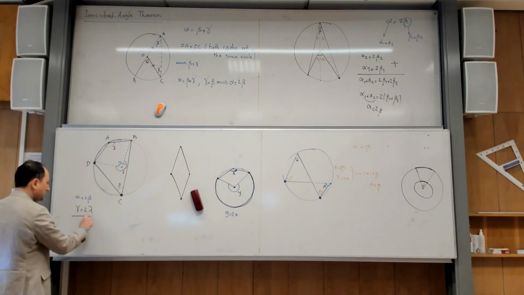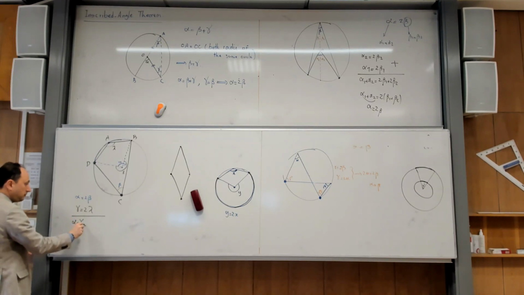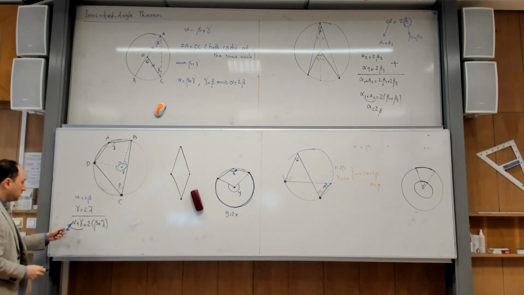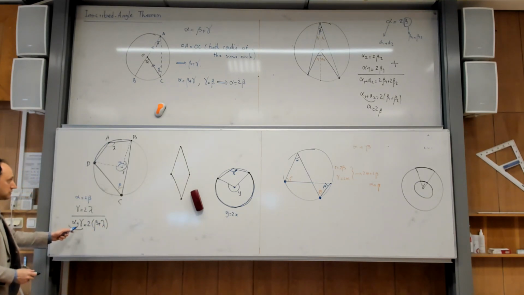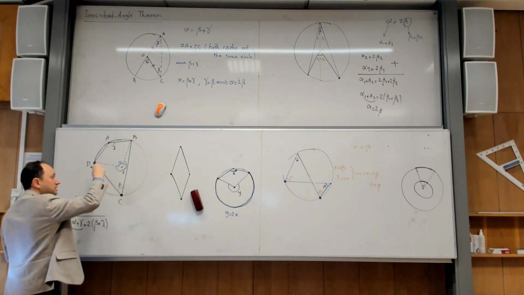And then I ask you to add them side by side. So alpha plus gamma is 2 factorized, beta plus lambda. But now alpha plus gamma are angles, not arcs. So you see, well, you just talked about arcs. That is correct.